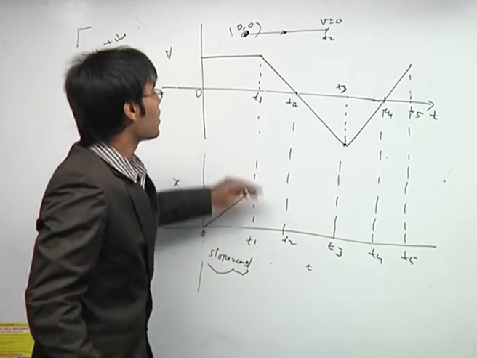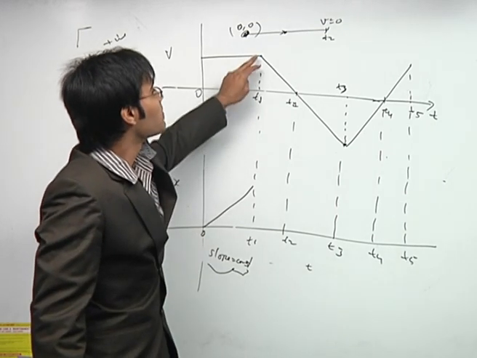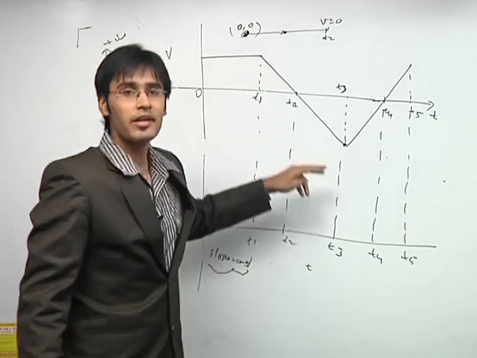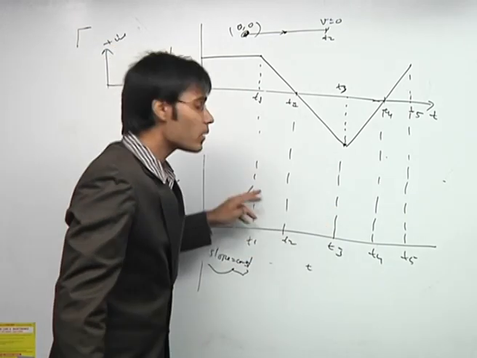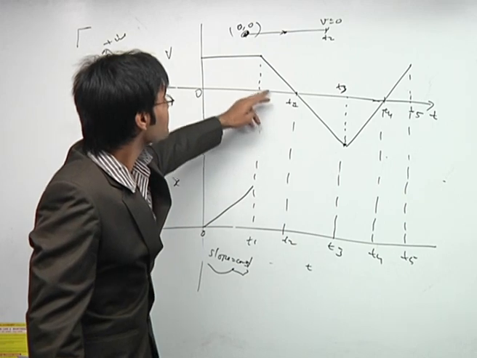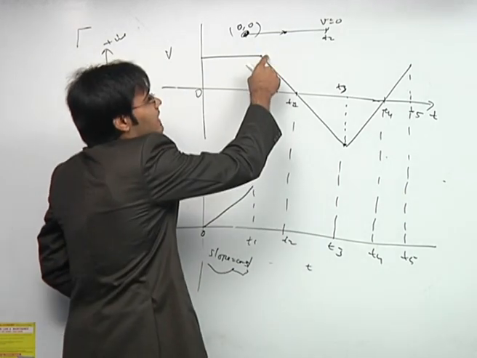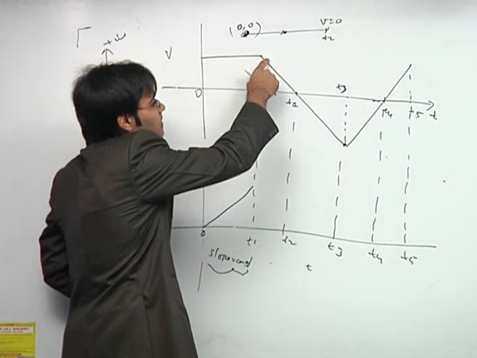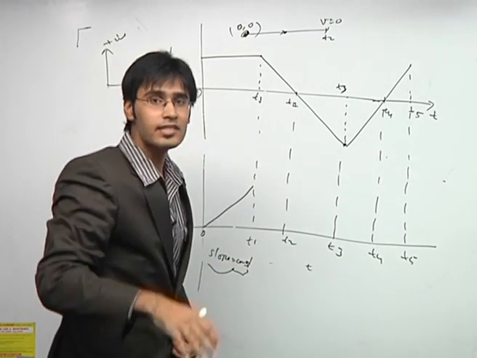Okay, now at this point, as I told you, it will experience some retardation, but it will keep moving in the same direction. Okay, so what we can say over here is, initially the velocity is maximum and then it is decreasing to 0.